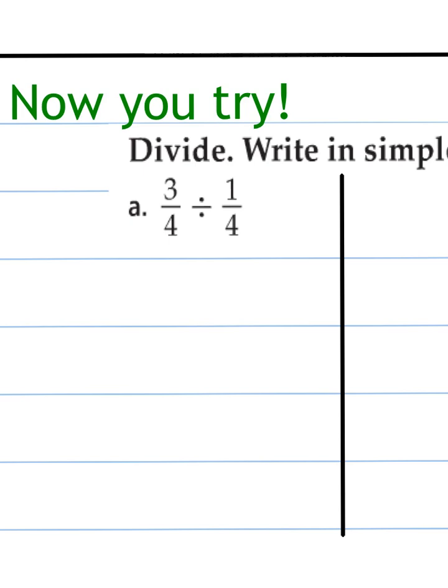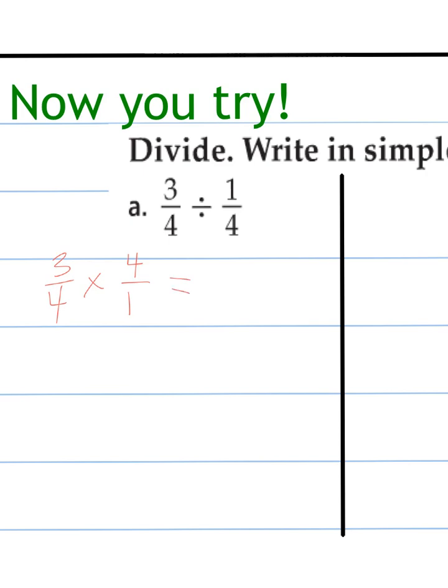First one, 3/4 divided by 1/4. Okay, first number stays the same. The division symbol turns to multiplication, and we flip the second number. So numerator and denominator just flipped.